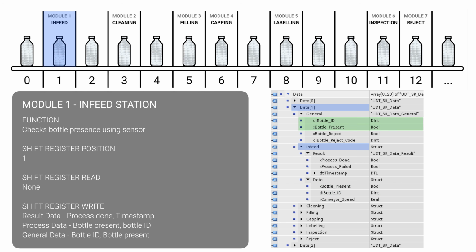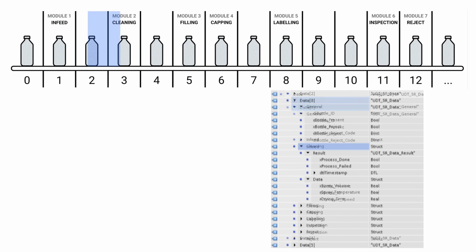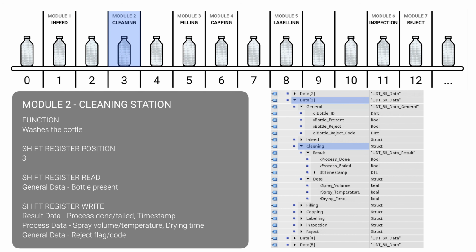And it also updates the general section with the same information. Once the infeed check is complete, it writes a process done flag along with a timestamp to the result segment of the infeed section. The conveyor now moves forward 2 steps, bringing our bottle to module 2, the cleaning station.